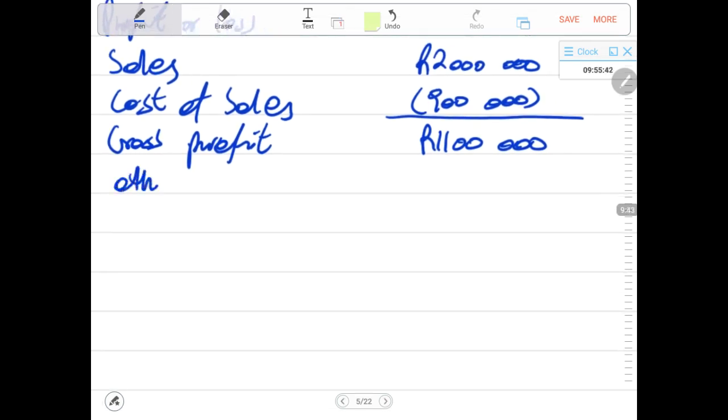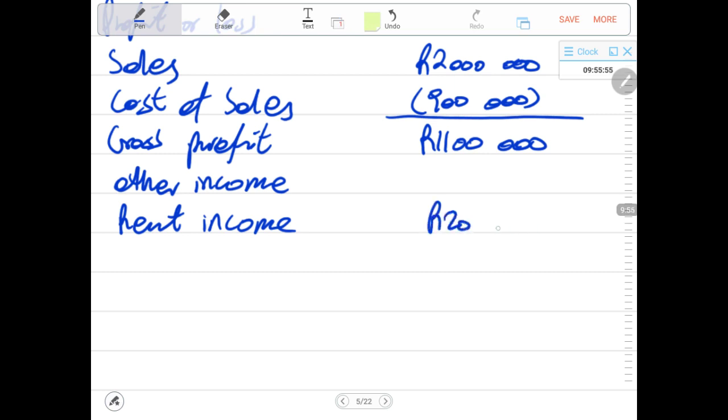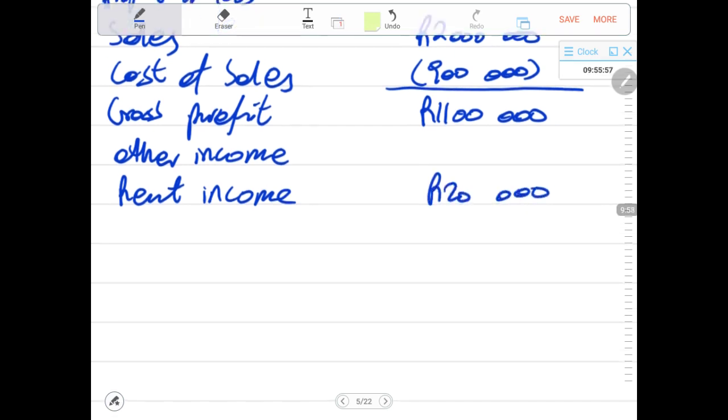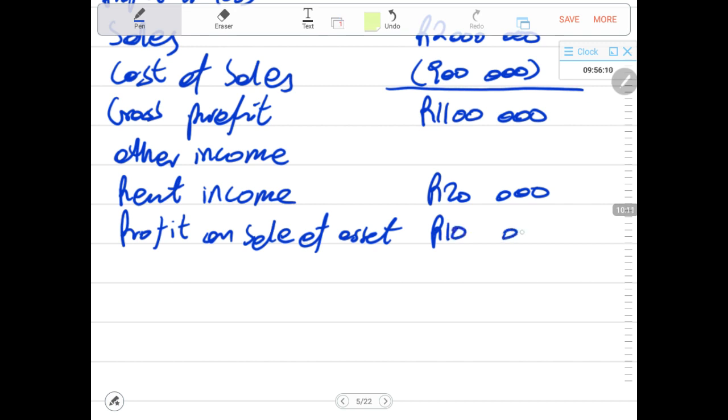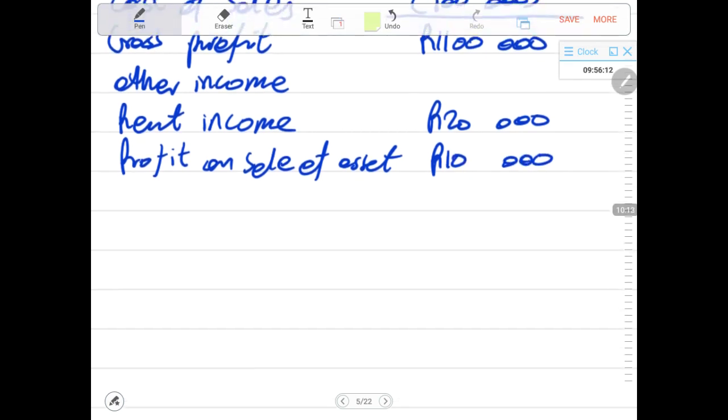Then we'll normally have our other incomes. And I want to just have any random income, rent income. It can be any other income. Rent income, just a random figure of 20,000. Another normal income, profit on sale of asset. Let us say we sold an asset and made a profit of 10,000.